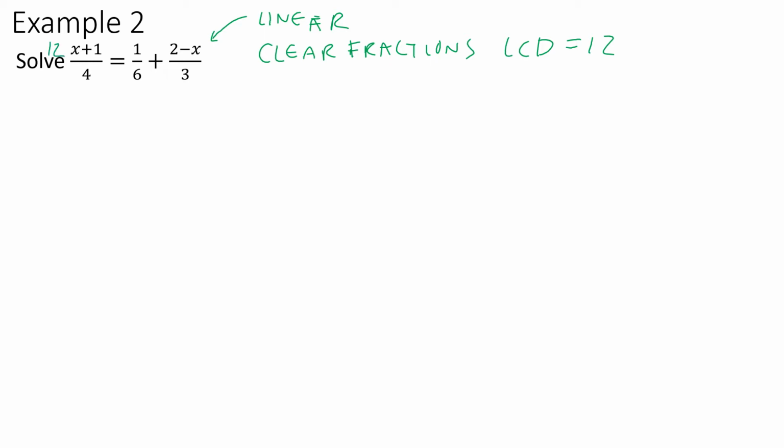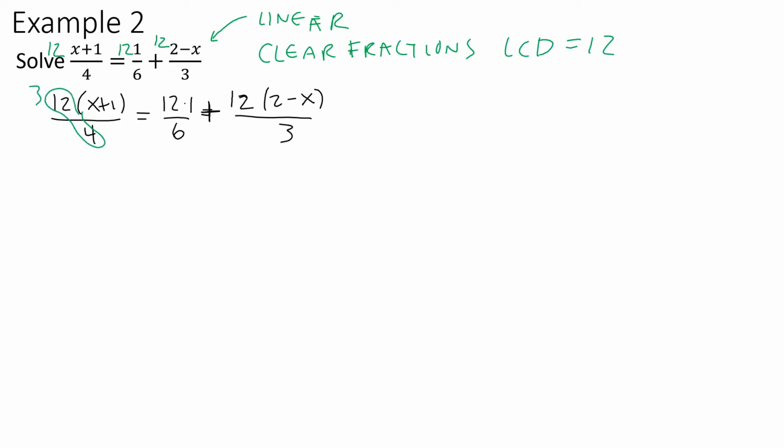So that means I multiply all 3 terms by 12 over 1, and anything with more than one term gets parentheses. That leaves me with 12 times the quantity x plus 1 divided by 4 equals 12 times 1 divided by 6, plus 12 times the quantity 2 minus x divided by 3. Now if I take a look at those denominators, in the first term I have 12 divided by 4, that's 3. In the second term, 12 divided by 6 is 2.